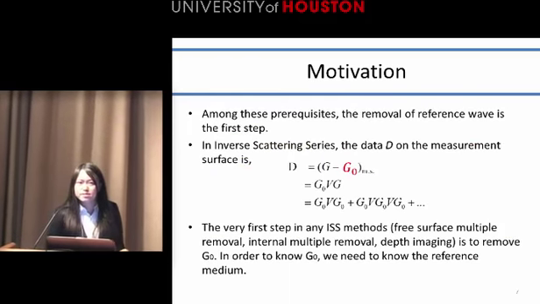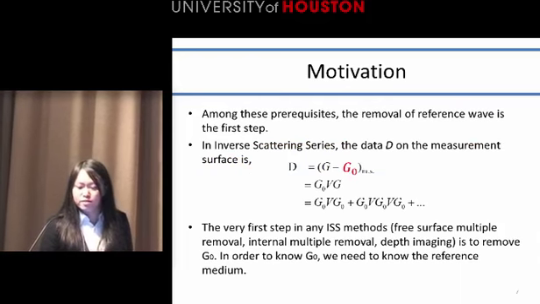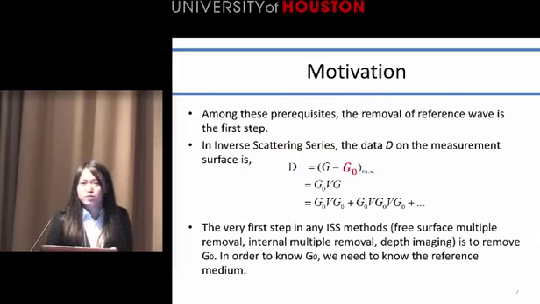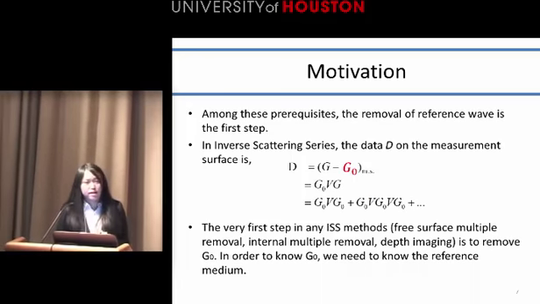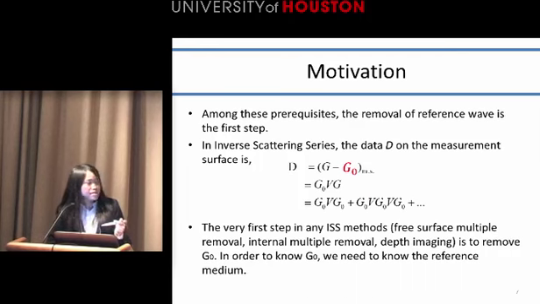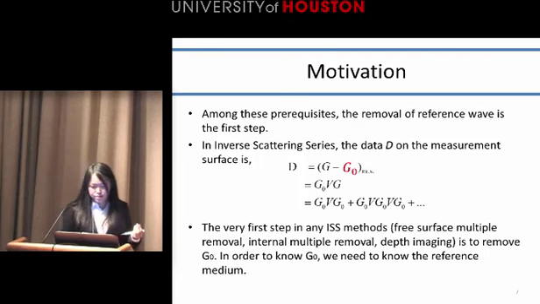Among the prerequisites of ISS multiple removal, the removal of the reference wave is the very first step. As you saw from the tutorial in the morning, in the inverse scattering series, the data D is G minus G0 on the measurement surface. And so in order to predict and remove G0, we need to understand the reference medium first.